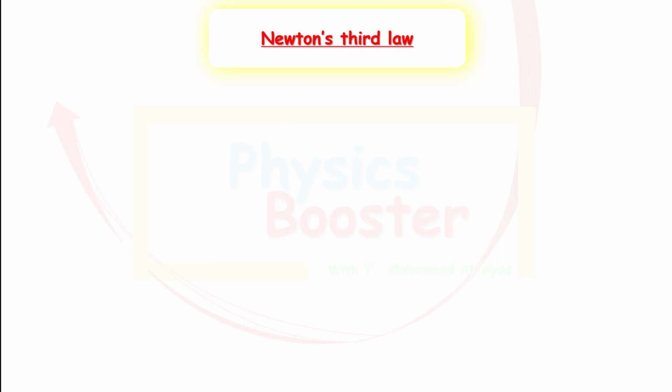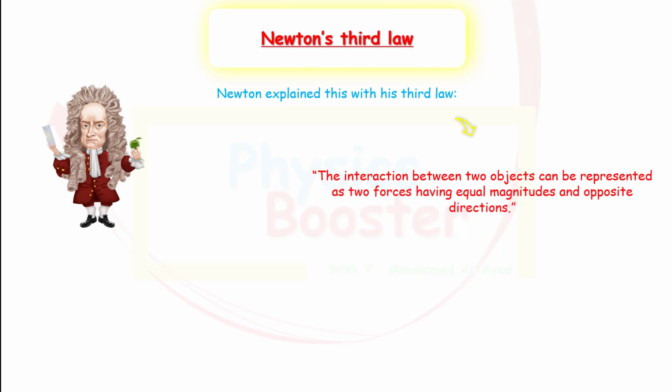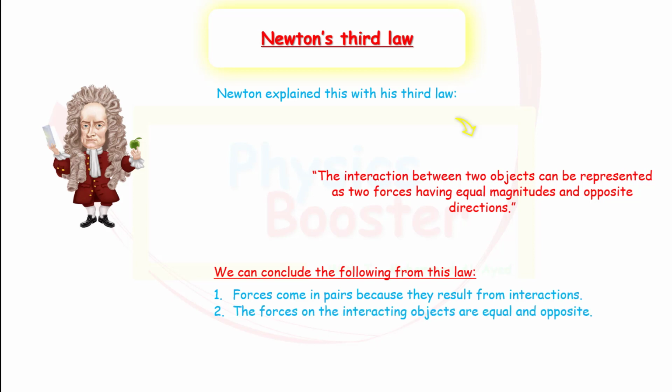And here is where Newton's third law comes in. He said that the interaction between two objects can be represented as two forces having equal magnitudes and opposite directions. And some of you may know it this way: every action has a reaction that's equal in magnitude and opposite in direction. Well, they both give the same meaning, and this is Newton's third law. It takes two objects that are interacting with each other, and when they interact, these forces will come in pairs. And the second most important thing is that these forces are equal in magnitude and they are opposite in direction.